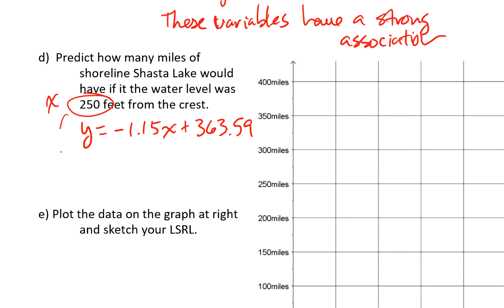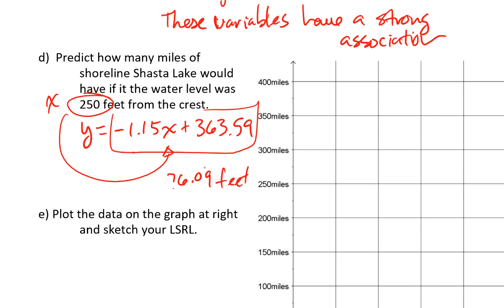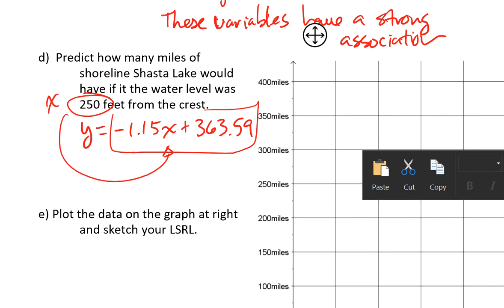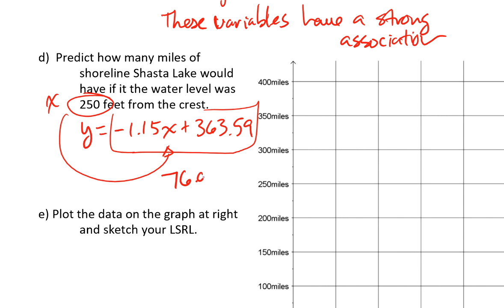So in order to answer that question, I could just plug in this value of x and solve this expression for y. When I do, I get about 76.09 feet. So is that right? Actually these are not feet, these are miles, right? So it would be 76.09 miles.